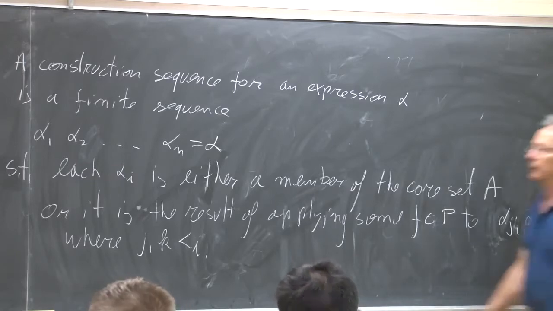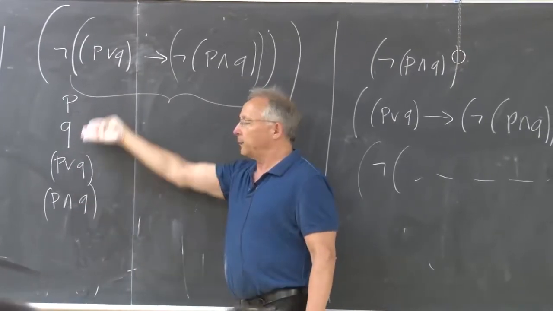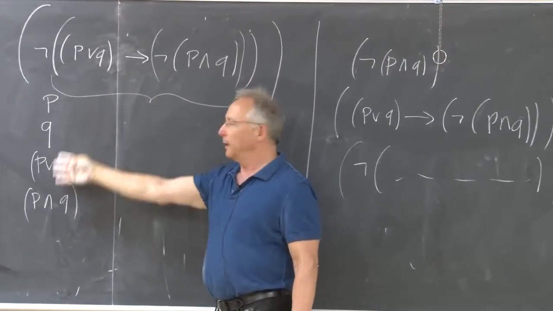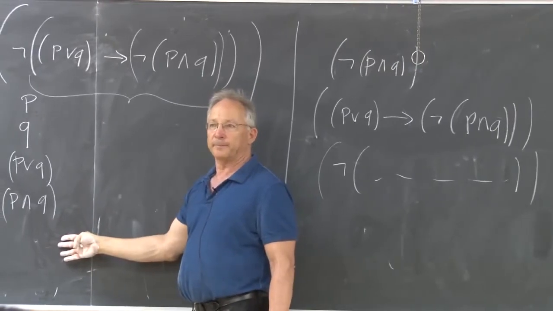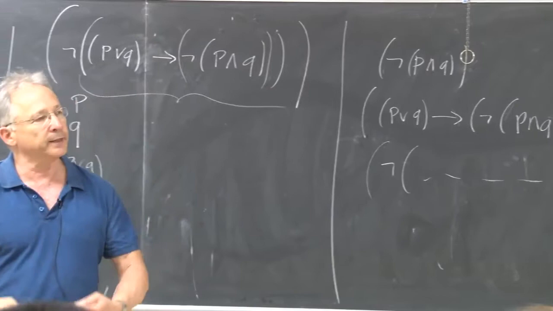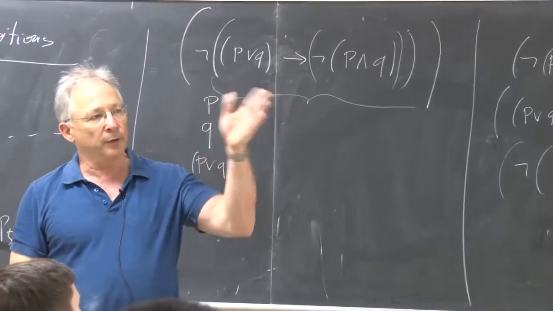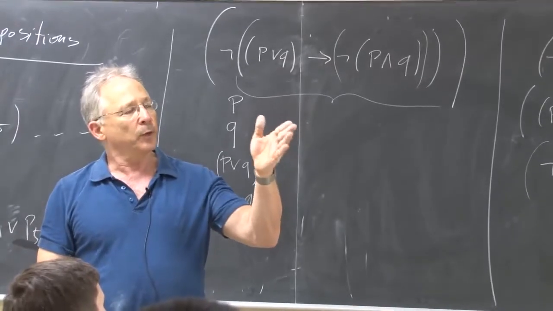So this here is a construction sequence, because every element here either belongs to the core set, or it was generated by things that I already saw before by one of my 4 operations. So this is my notion of a valid certificate. Why is it an interesting object? Because if we think forward for the course, look at what is a proof.